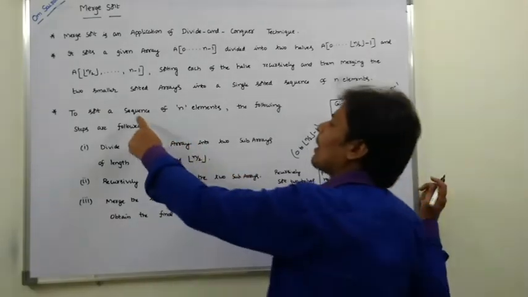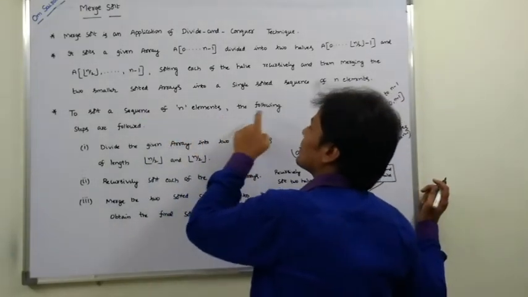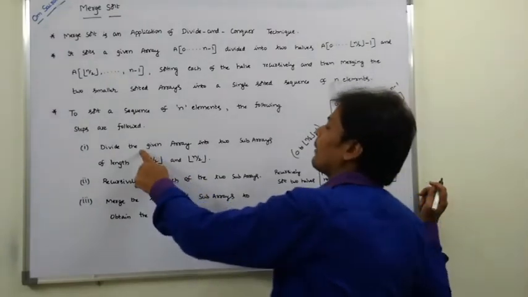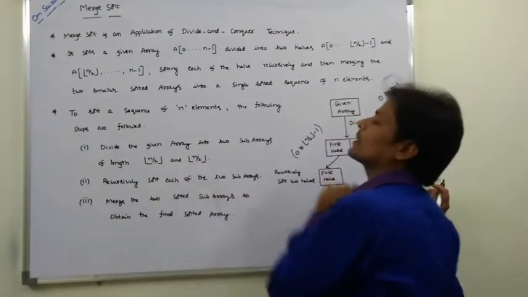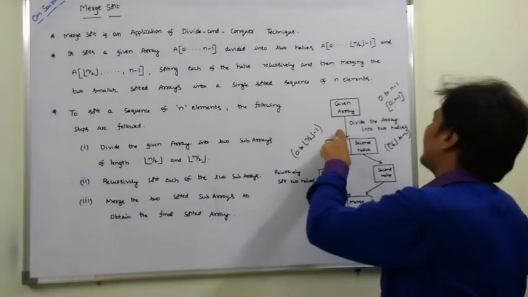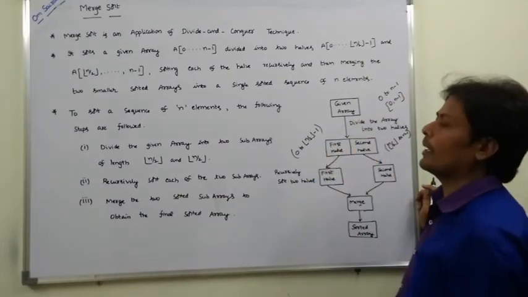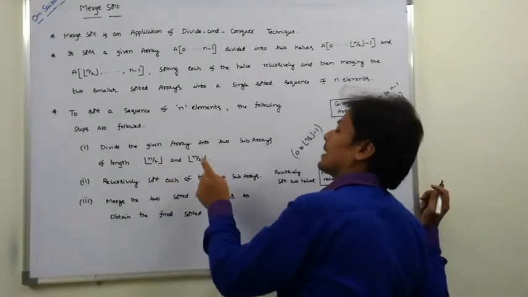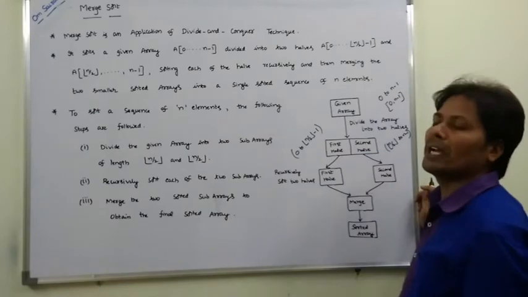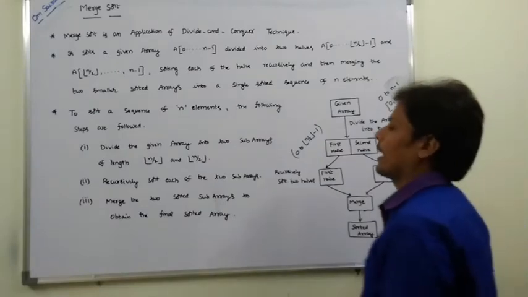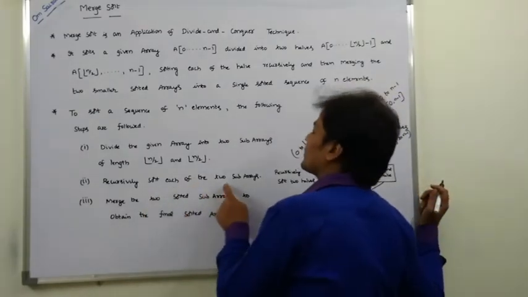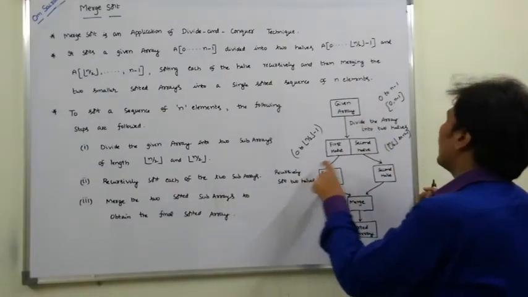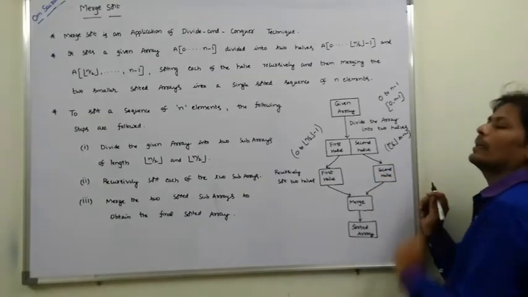To sort a sequence of n elements, the following steps are followed. First step is to divide the given array into two subarrays. This is the first subarray and this is the second subarray. The first subarray is 0 to n by 2 and the second subarray is n by 2 to n minus 1. Next, recursively sort each of the two subarrays: recursively sort the first half and recursively sort the second half.